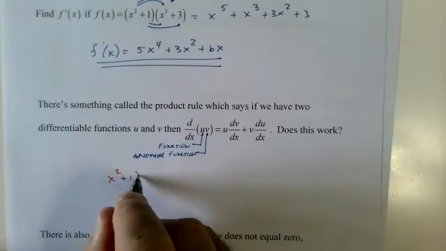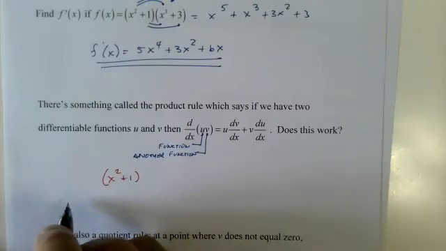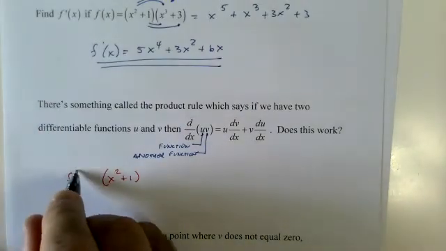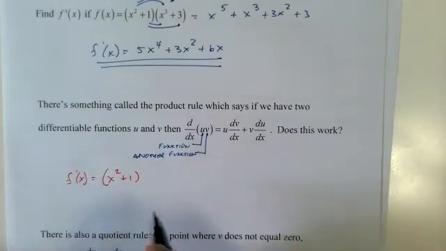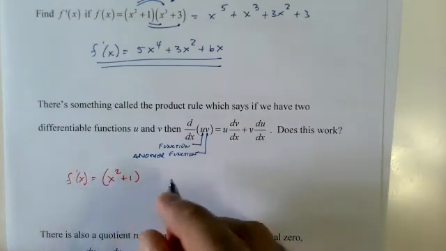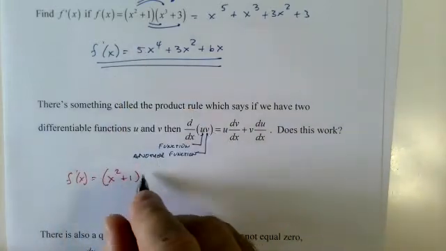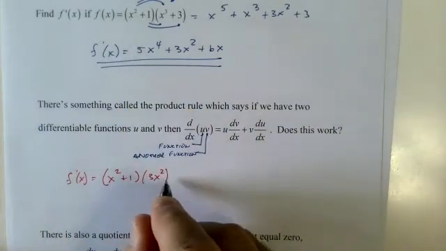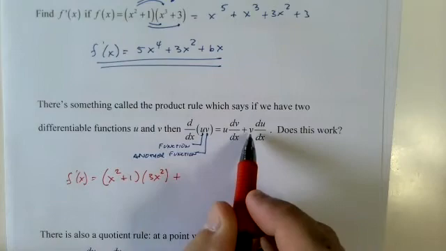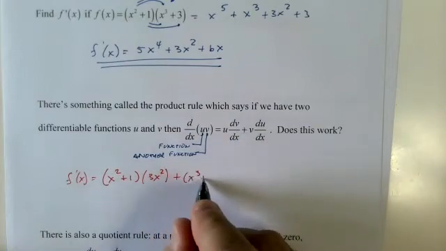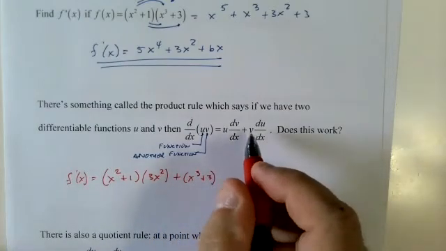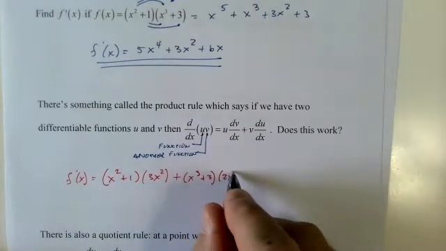x squared plus 1 stays the same. So let's get this right. f prime of x, and derivative of the second one, 3x squared. Second one stays alone, x to the 3rd plus 3. Derivative of the first one, 2x.